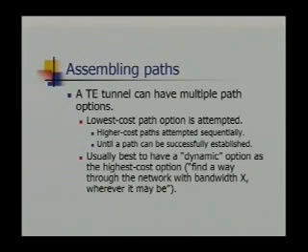So, and this leads right to where we're going, a TE tunnel can have multiple path options. Lowest cost, based on the number before the name or dynamic, is attempted first. They're then attempted sequentially until a path can be successfully established. Depending on your architecture, it's usually best to have a dynamic option as your highest numeric option so that you can find a path through the network of bandwidth X, wherever it may be. Otherwise, you may end up having TE tunnels going line protocol down, falling out of your RIBs and FIBs, and reverting back to IGP forwarding.